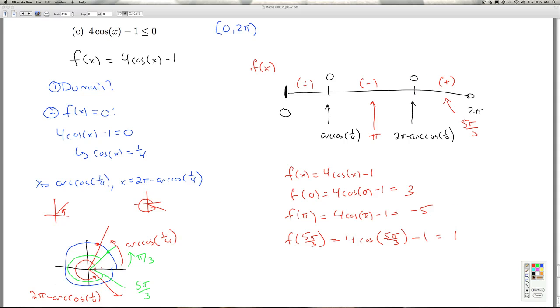At the end of the day, though, for my final answer, I want to know where the f of x is less than or equal to 0. That's going to happen between the arc cosine of a quarter and 2 pi minus that. Since we're allowed to be equal to 0, and that's where it's equal to 0, that's my final answer. So that'll do it for checkpoint quiz 10.7.